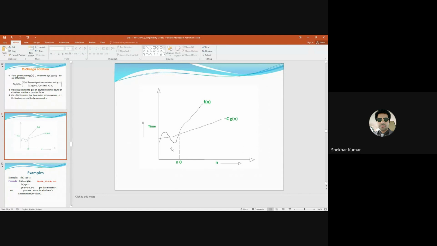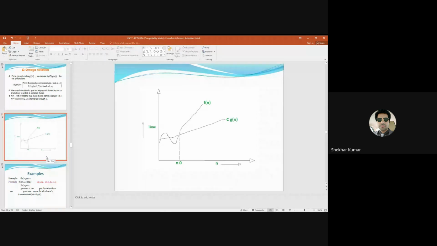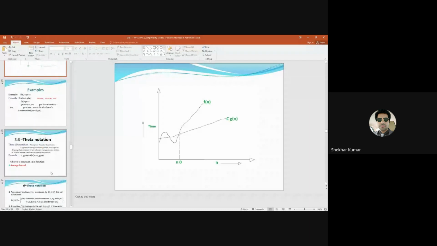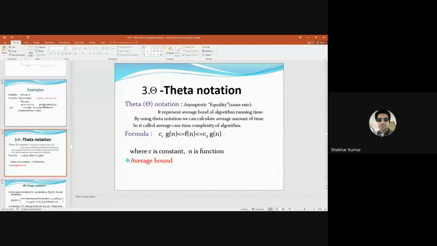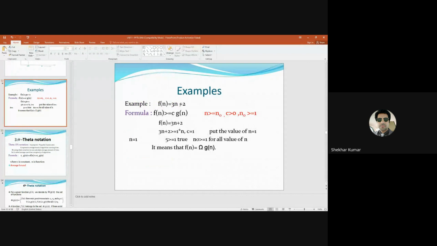When the number of inputs is increased, after point n naught, the value of f(n) will always be greater than c of g(n). Until n naught, it will fluctuate according to the number of inputs. This is one example, f(n) equal to 3n plus 2. Same example: after giving the value of n, you can check that.